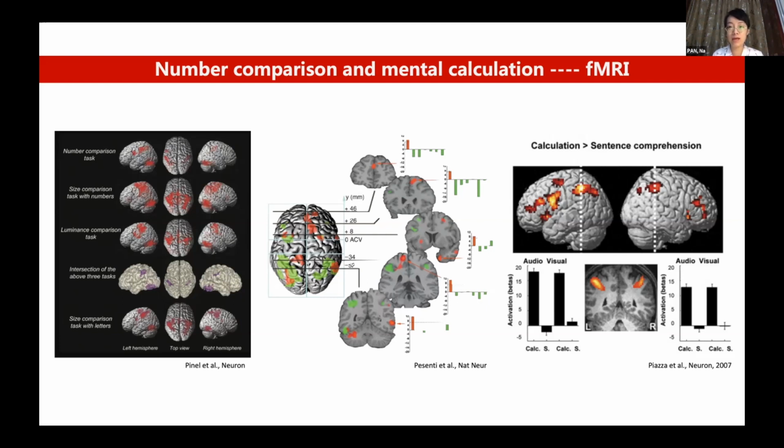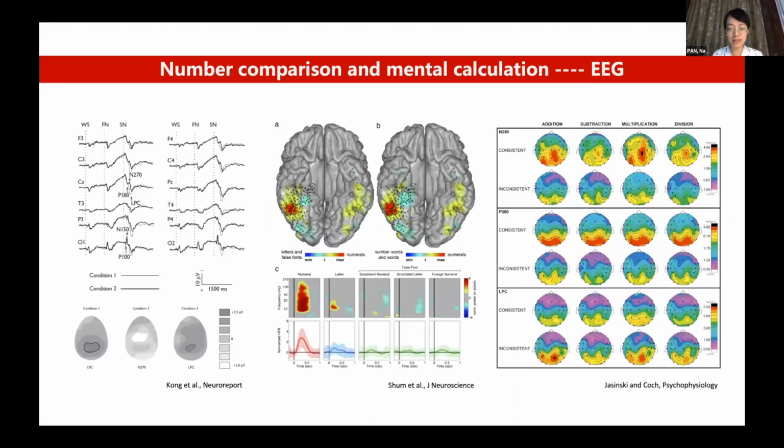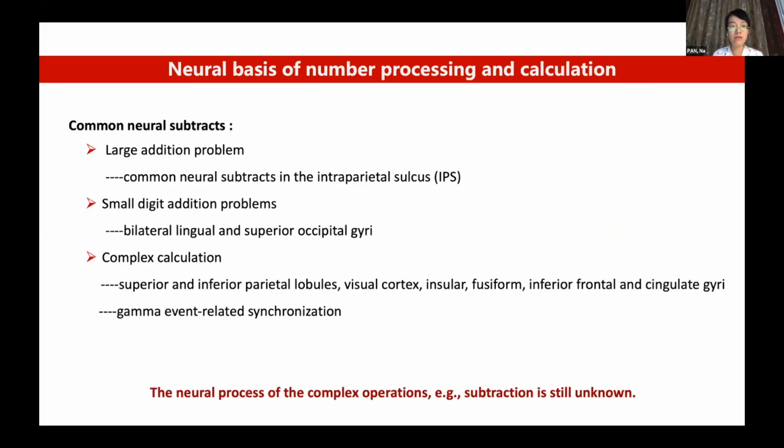And recently, an EEG study showed that the number form area in the posterior inferior temporal gyrus has been specifically implicated in the processing of numerals. And our group also found some ERP components related to number comparison. So some brain regions are also confirmed as a common neural substrate in both number processing and calculation.